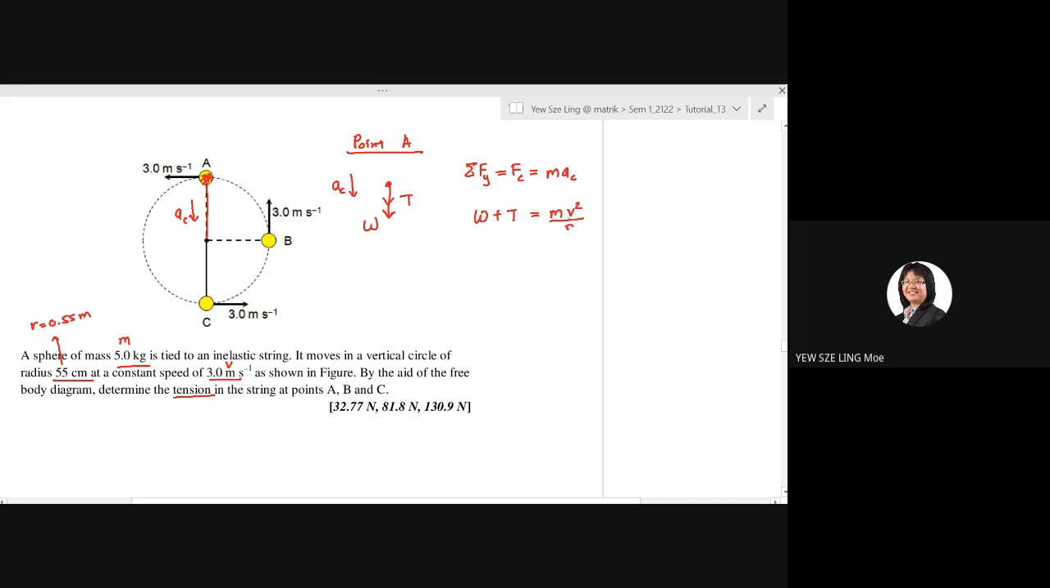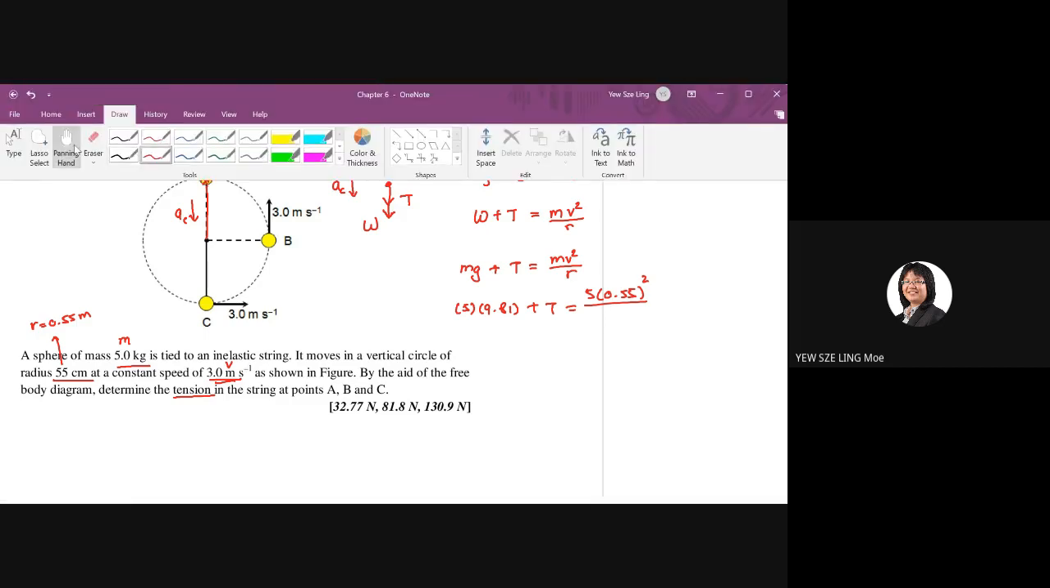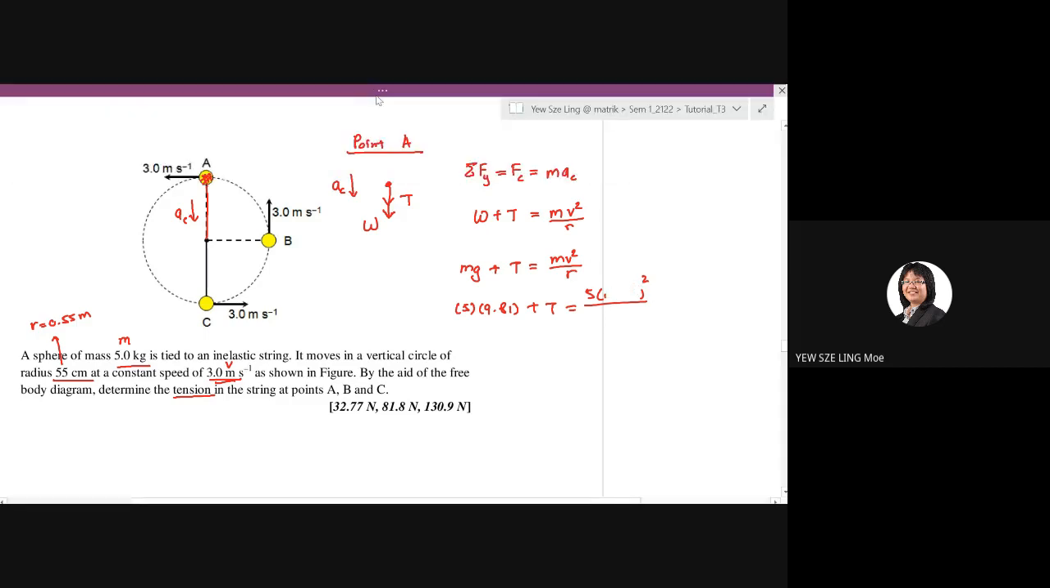Okay, again, I expand it to mv squared over r. Why? Because the information given is velocity, which is equal to 3 meters per second. Now I don't have W, but I can calculate W. Therefore, mg plus T equals mv squared over r. So now I'm going to plug in the values. m is 5, g is 9.81, plus T equals 5, the radius is 0.55, and then divided by r, which is, v is 3. Okay, my bad. So v is 3, so 3 squared.